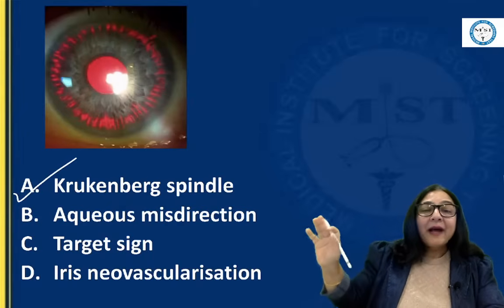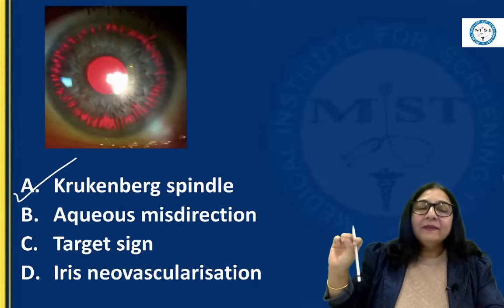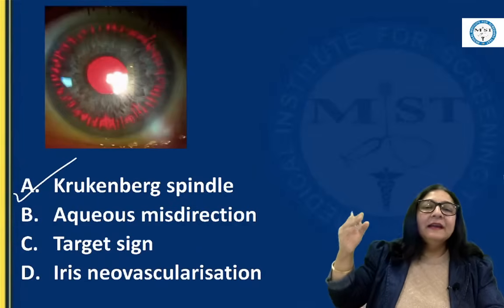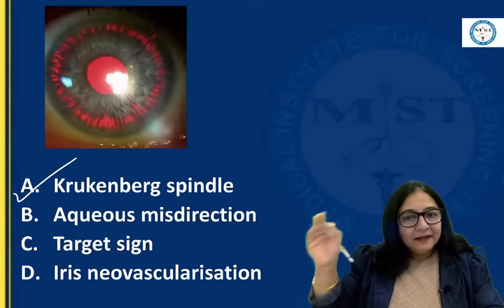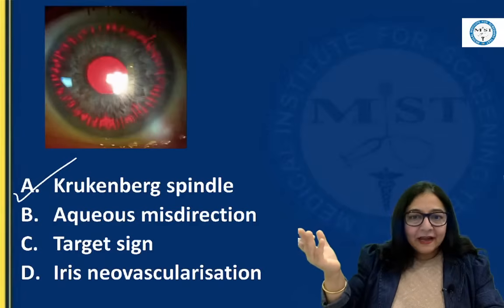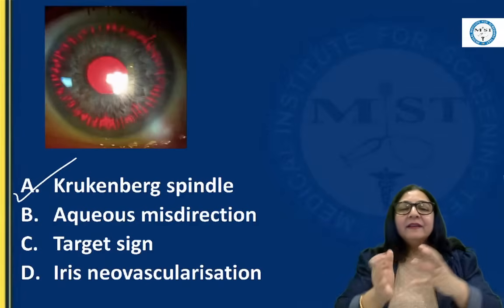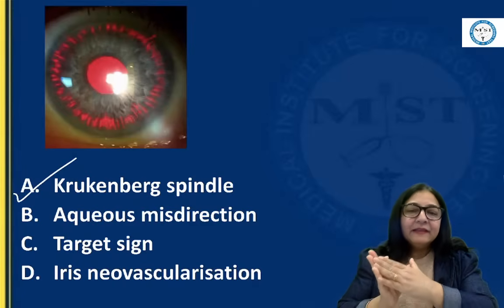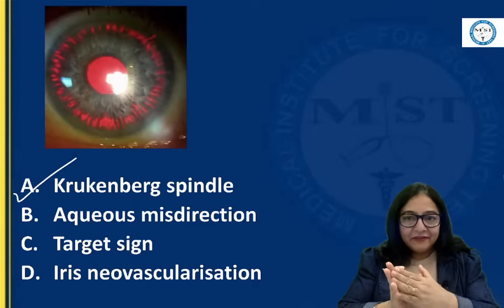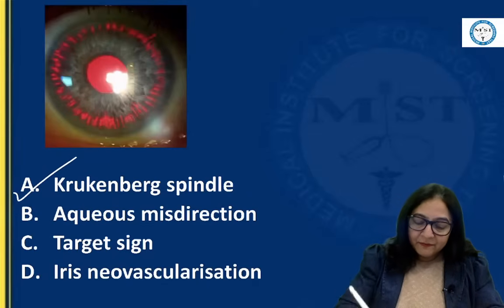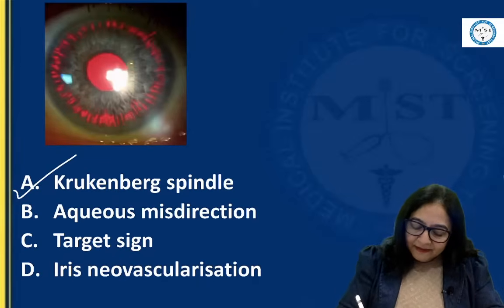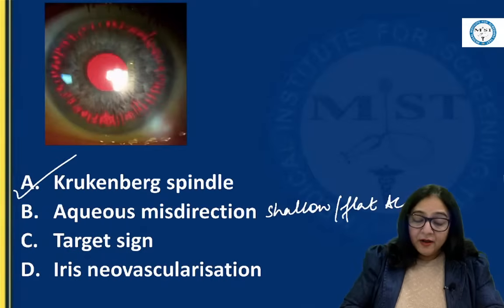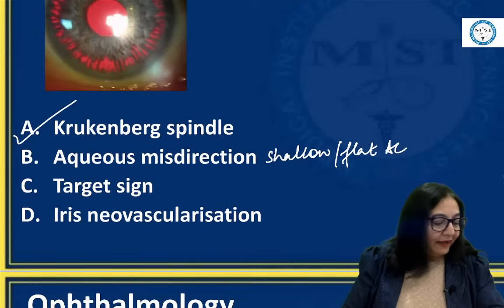Now coming back to the other choices. Aqueous misdirection, also called malignant glaucoma, is where the aqueous, rather than flowing into the anterior chamber, is misdirected towards the vitreous cavity. So in cases of aqueous misdirection, what we see is a shallow or flat anterior chamber, and there is nothing related to pigment deposition or anything like that.